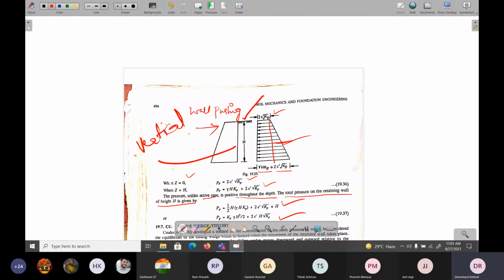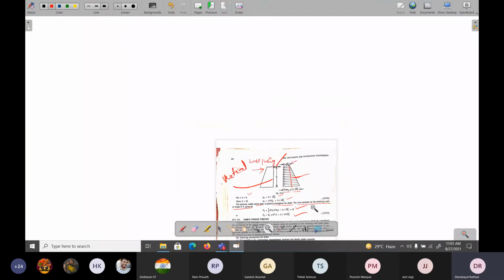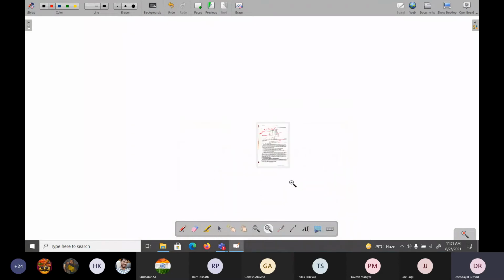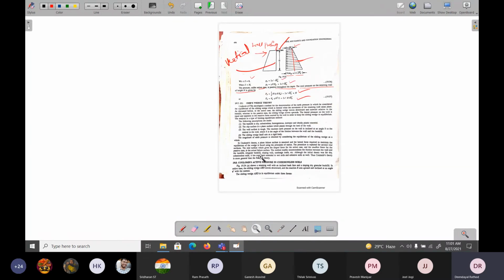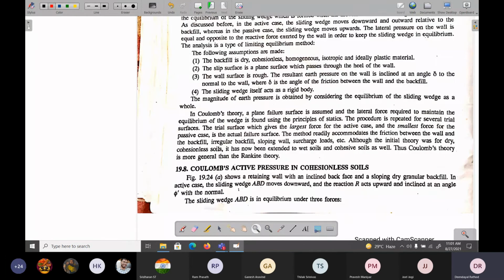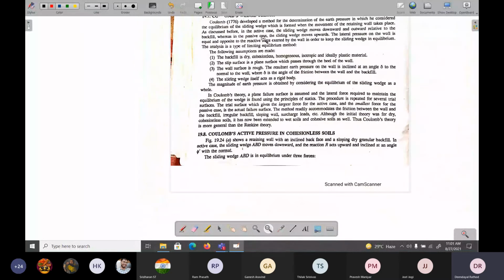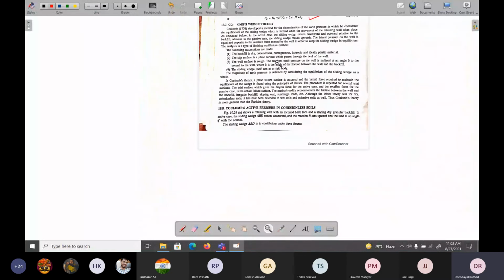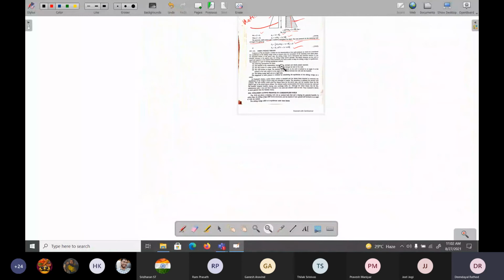Now, coming to Coulomb's theory, the next guy, I think he has mentioned the wall is rough. That's exactly what he has considered, as I remember. Let me check it out. He also assumed that there is only one difference, yeah, just as I was telling you. Still I can recall it from when I studied long back.